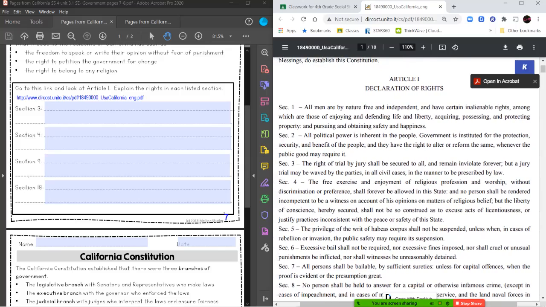So section 3 says the right of a trial by jury shall be secured to all and remain inviolate forever. But a jury trial may be waived by the parties in all civil cases in the manner to be prescribed by law. So what does this mean? Let's break this down. We want to know, what right does this give you? So section 3 allows you a trial by jury. That means you will have a group of people similar to you, a group of your peers, normal people, who will hear you out and hear out the other side and decide who they think is correct or who they think is telling the truth.